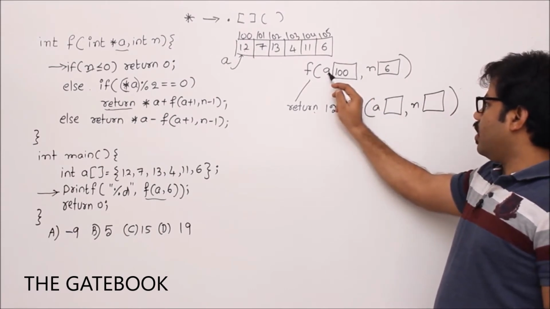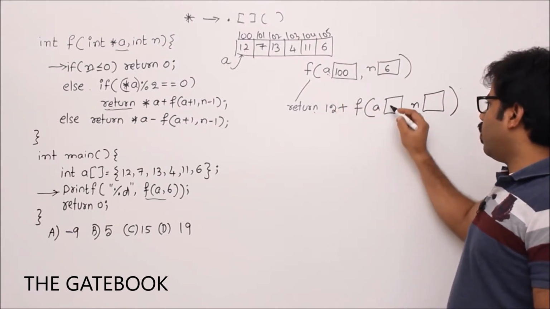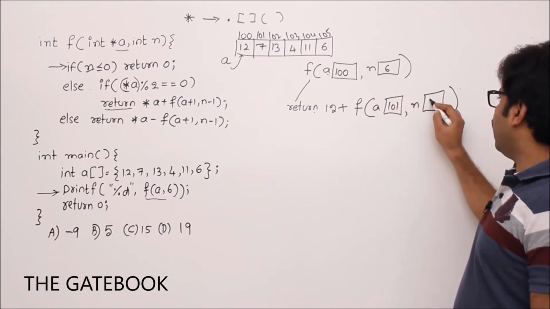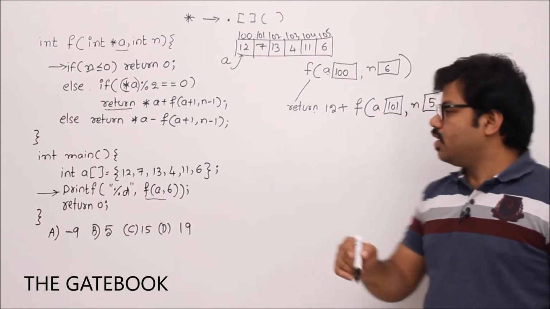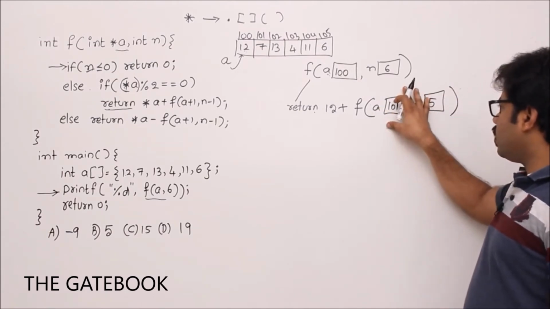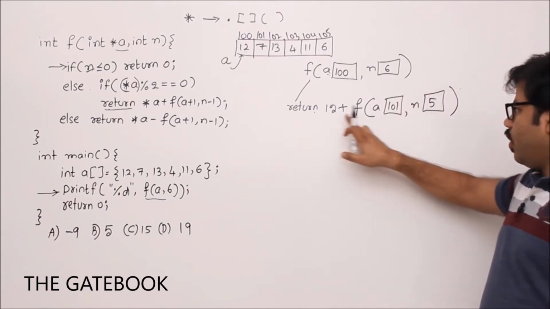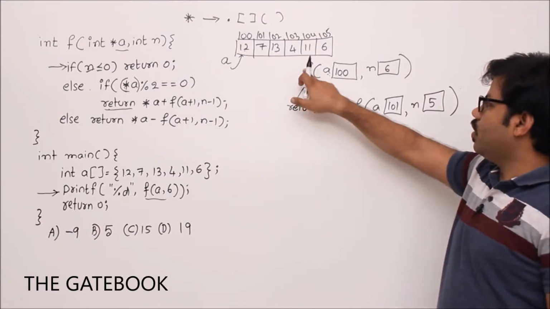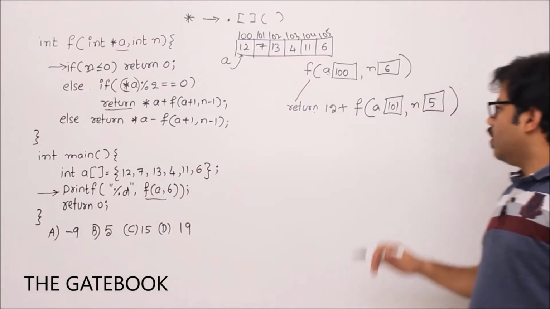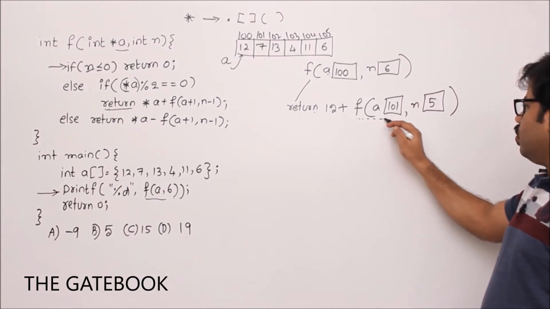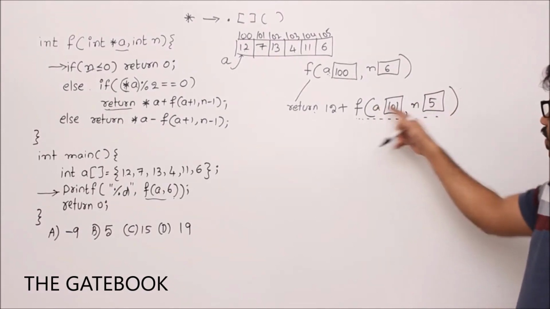A plus 1 with respect to this a is 100 plus 1, 101, and this n is going to get 5, right? Because we are passing n minus 1. Once we complete the execution of this function, we take the return value and add 12 and return it to this method f, so that this method call will be completed. Finally the problem is reduced to evaluating this expression, otherwise this function.